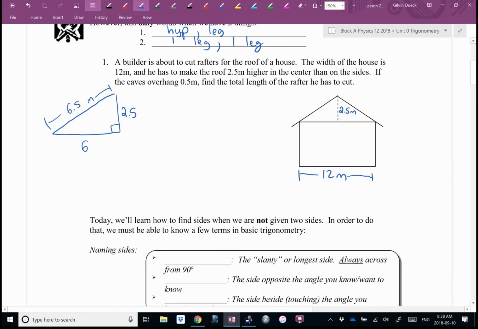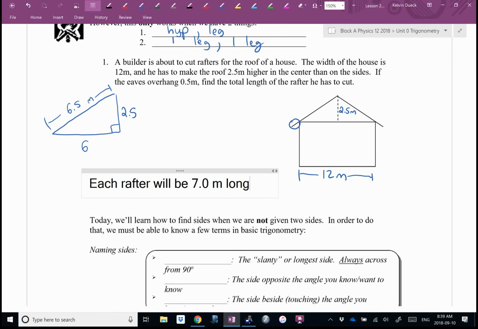Now that's not the answer to the question. The question says that there's an extra little overhang there. So I guess each rafter is going to have to be not 6.5 meters long, but how long? Okay, so each rafter will be 7.0 meters long. That's not physics. I've adapted this from an old math lesson that I used to teach.